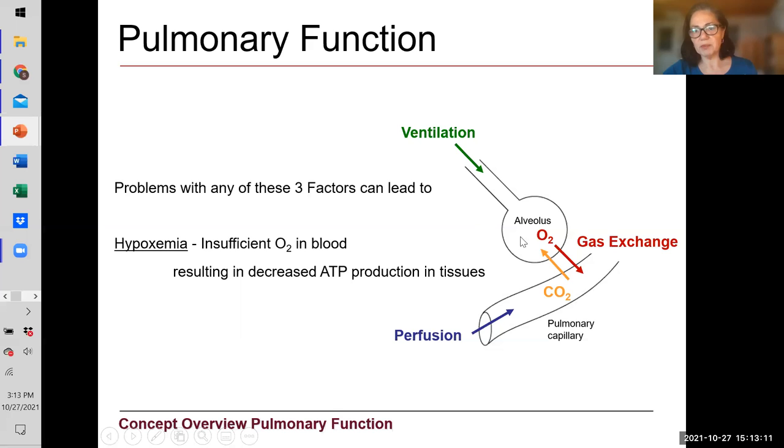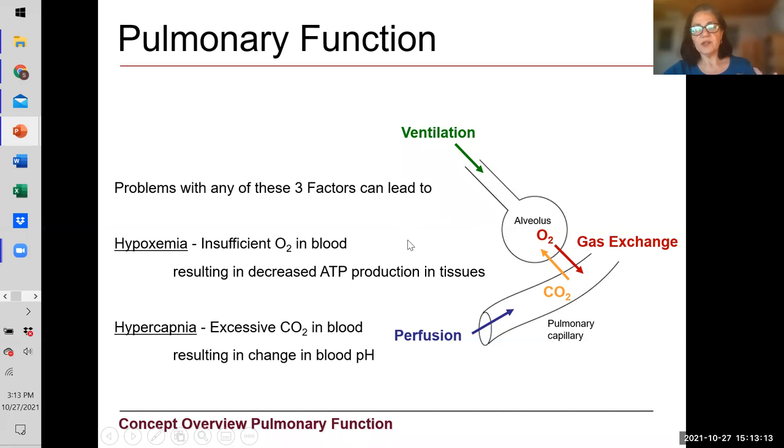And then the other problem, that's the oxygen problem. And then the other problem is a buildup of the carbon dioxide. We have too much carbon dioxide in the blood. And I'll explain in a moment, this results in a change in the acidity of the blood. The blood becomes more acidic as we build up carbon dioxide. And it's not immediately obvious why that happens, but I'll show you.